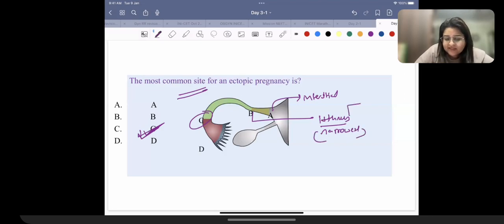Isthmus is also the site where we do the Pomeroy's method of tubal ligation. And this came in this year's NEET PG question, that why do we do a ligation at the isthmus? We do a ligation at the isthmus because it's the narrowest portion.